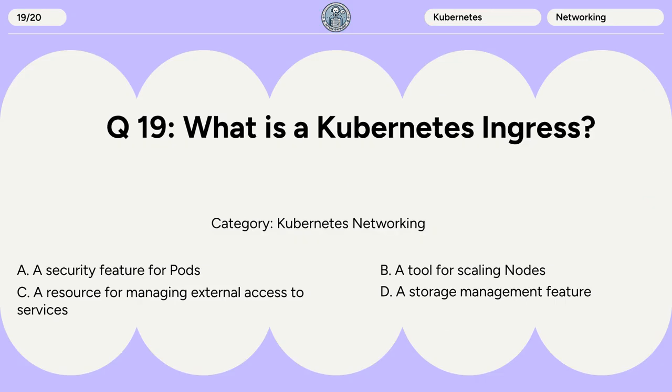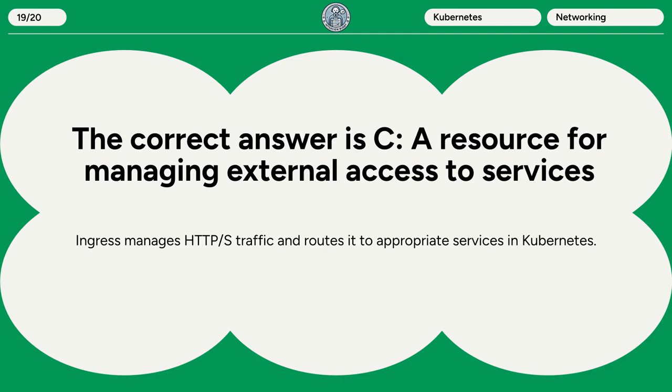Question 19. What is a Kubernetes ingress? A. A security feature for pods. B. A tool for scaling nodes. C. A resource for managing external access to services. D. A storage management feature. The correct answer is C. A resource for managing external access to services. Ingress manages HTTP/HTTPS traffic and routes it to appropriate services in Kubernetes.